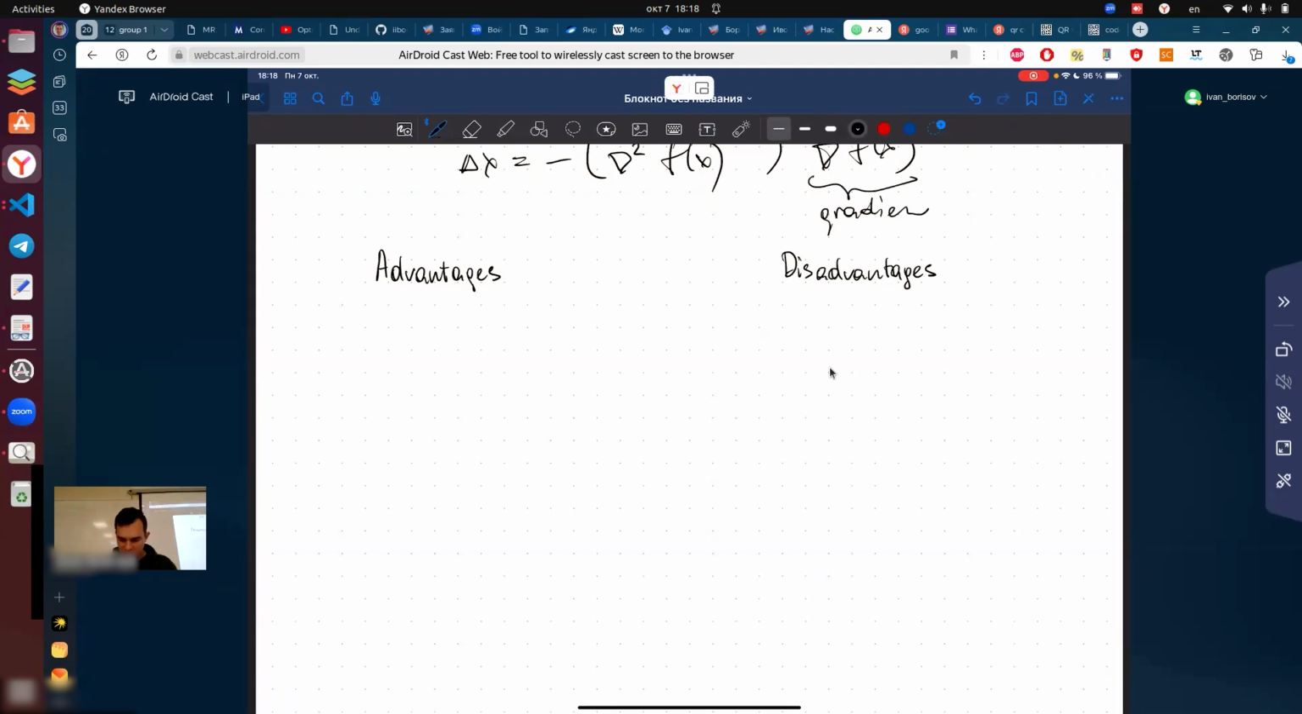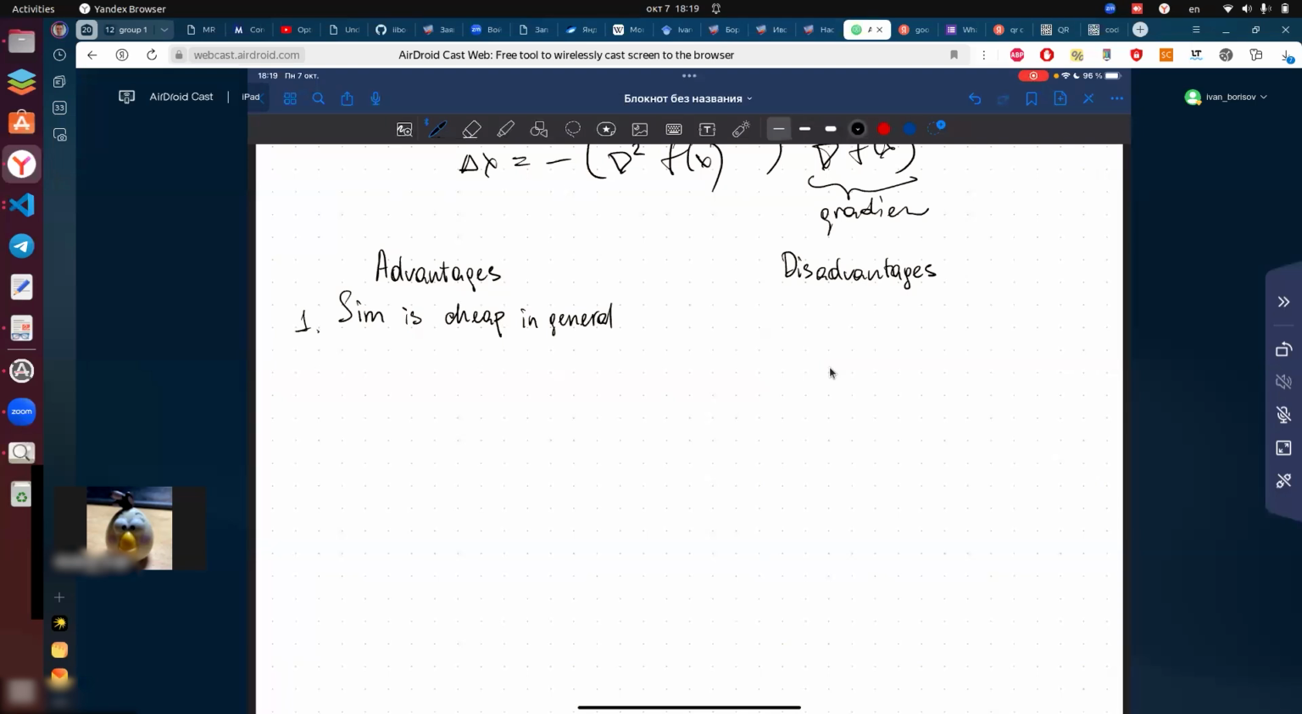All right. So advantages and disadvantages. What are the advantages? Cheap. Simulation is cheap. Do you agree? Well, sometimes it can be costly, but most of the time. In general, no? Zoom guys, do you agree? Yes, in most cases it is cheaper. All right.